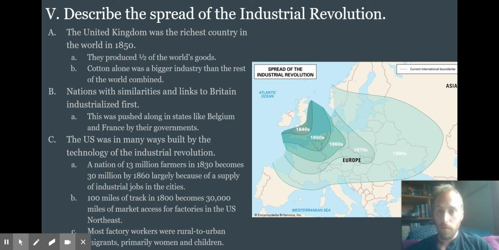Similarly to Great Britain, the rail industry is coupled directly with industrialization and population growth. And you go from 13 million people who are mostly farmers in the US to 30 million by 1860. And you go from 100 miles of track to 30,000 miles of track, largely to service factories in the northeast of the United States. And most people at this time period are moving from rural areas to urban areas. And a lot of times there's women who are emigrating with their children because those cottage industries are destroyed before most other ones in Europe.